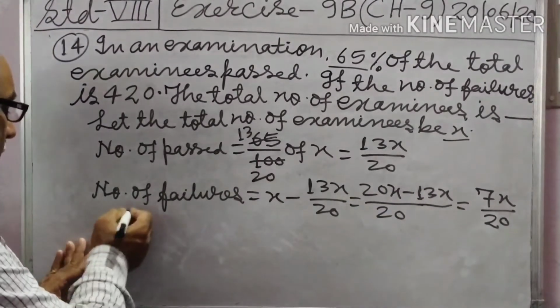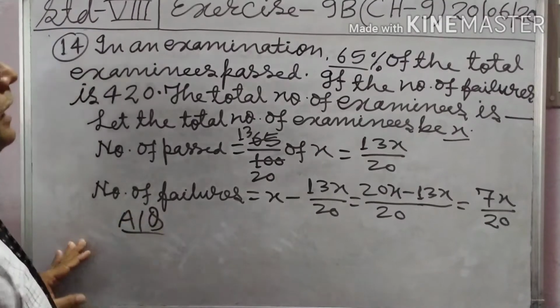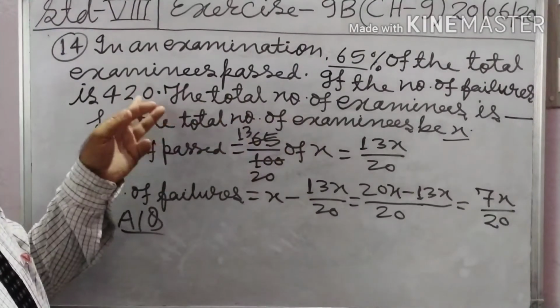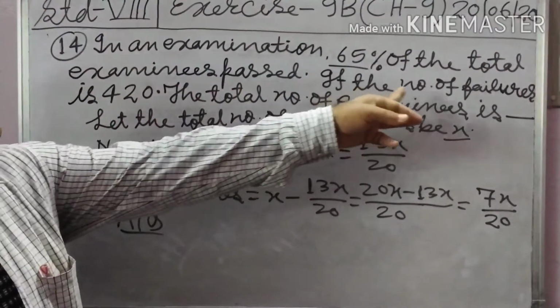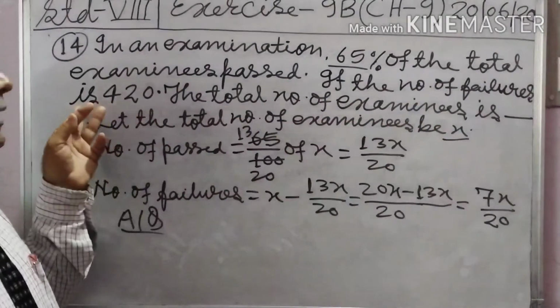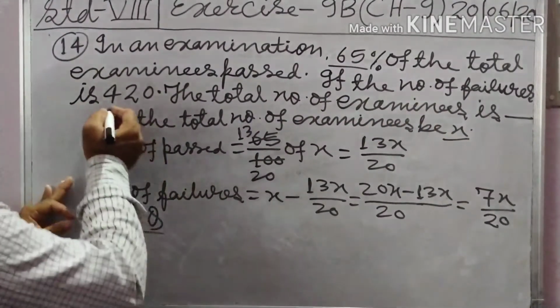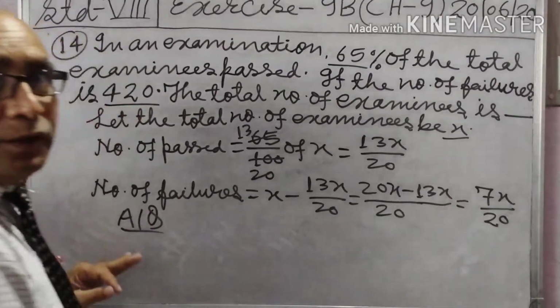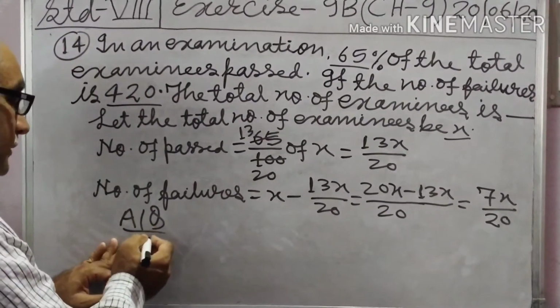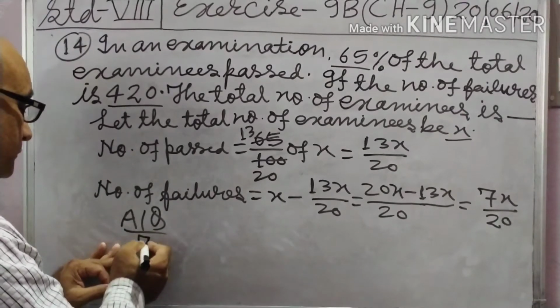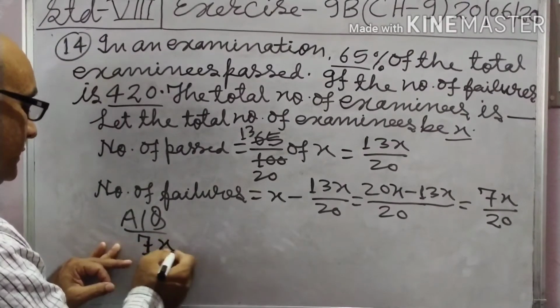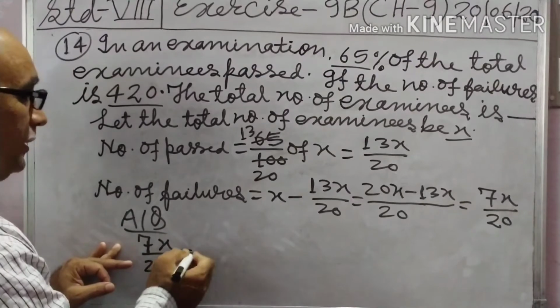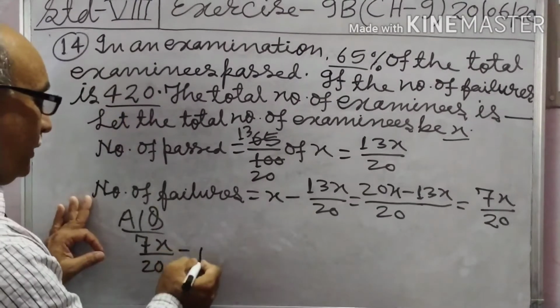Now according to the question, the number of failures is 420. Here the number of failures is 7x by 20. According to the question, 7x by 20 equal to 420.